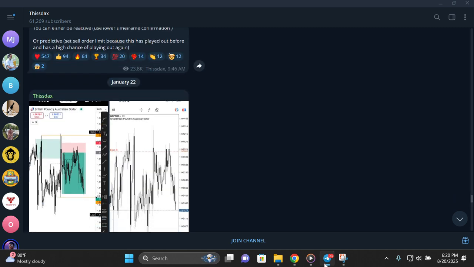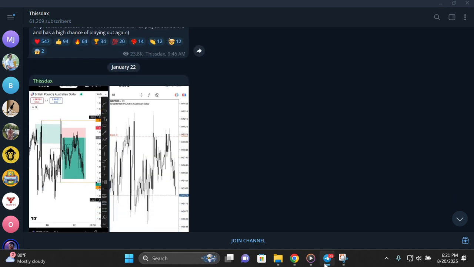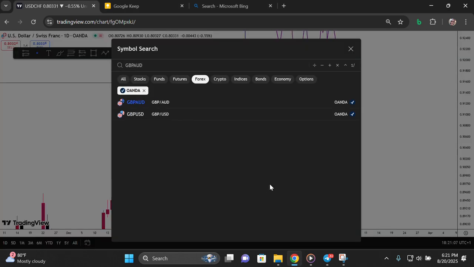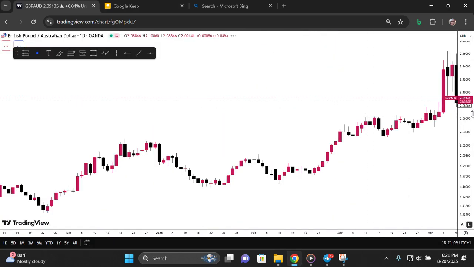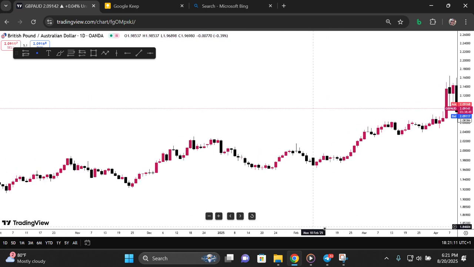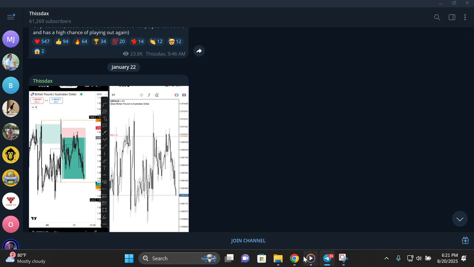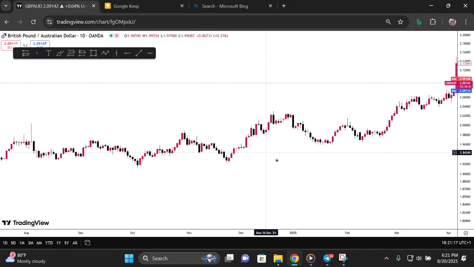So this is GBP AUD, and it appeared on the 22nd of January. Now let's check again, GBP AUD, 22nd of January. I guess this is where I'll be stopping, or maybe I should just create one more to boost your confidence level.